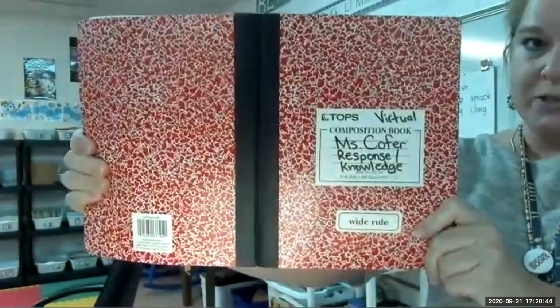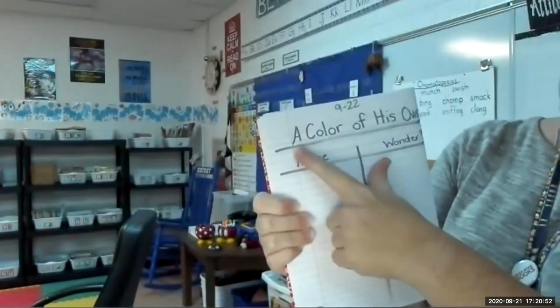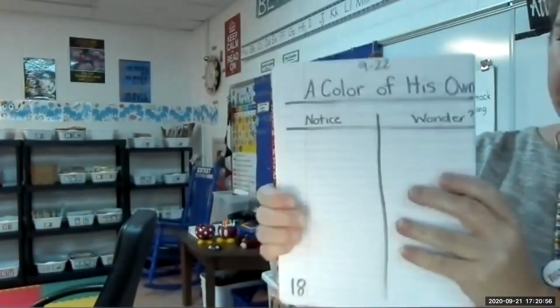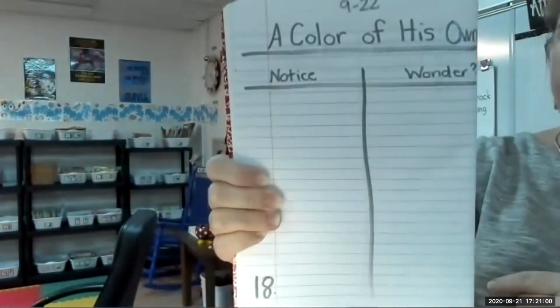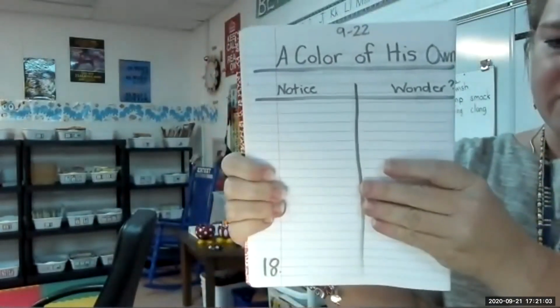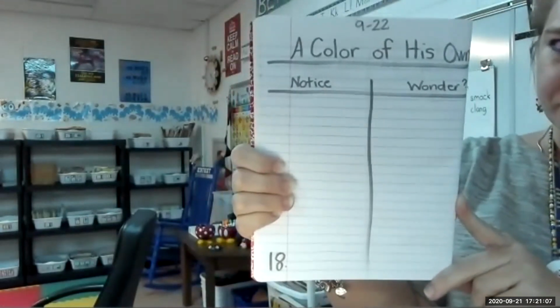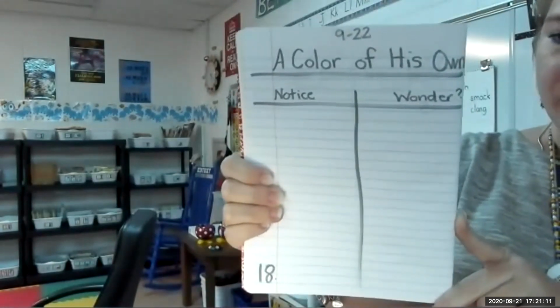So what I want you to do in your knowledge and response journal, you're going to turn to page 18. Okay, please put an 18 at the bottom. You need to write the title of the book, A Color of His Own, and today's date, 22. And make your notice and your wonder chart, okay? So if you need to pause the video so that you can copy this down in your journal, please do that, and then hit play when you're ready to resume.